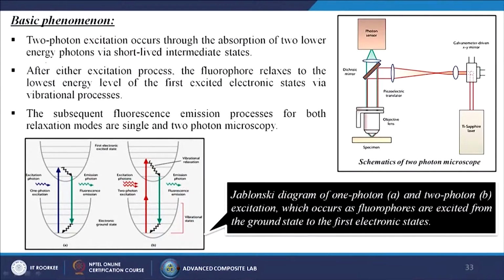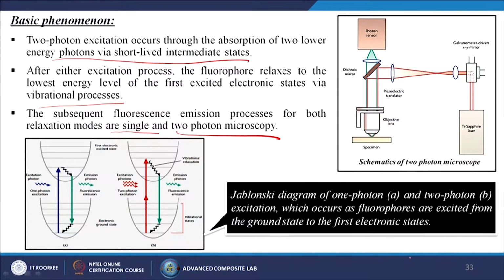So, the basic phenomenon: 2 photon excitation occurs through the absorption of 2 lower energy photons via short lived intermediate states. After either excitation process, the fluorophore relaxes to the lowest energy level of the first excited electronic state via vibrational processes. The subsequent fluorescence emission process for both relaxation modes is the same in single and 2 photon microscopy.